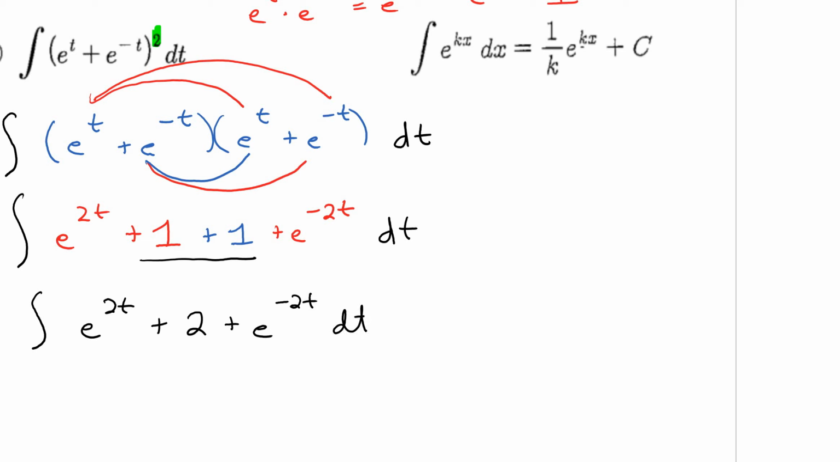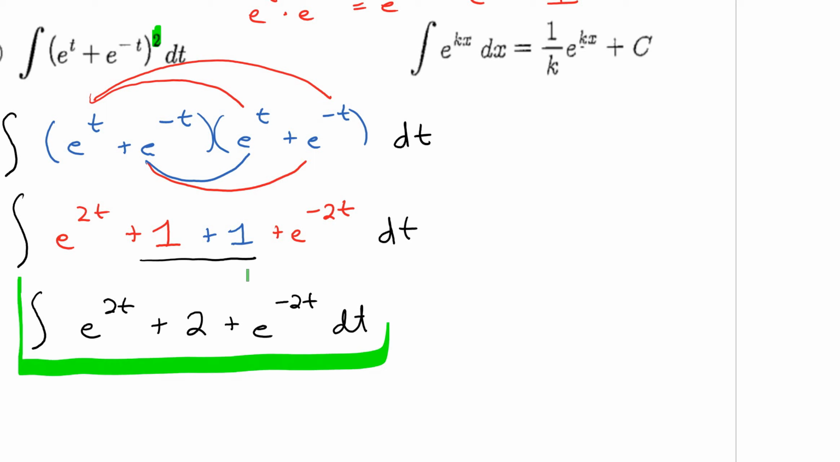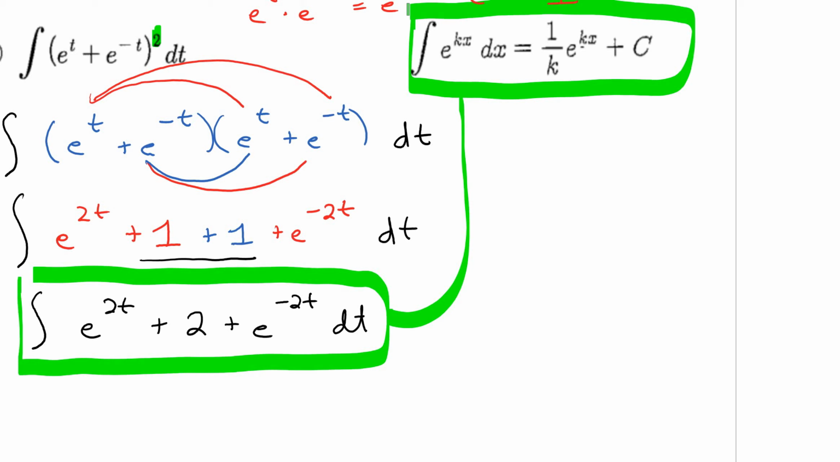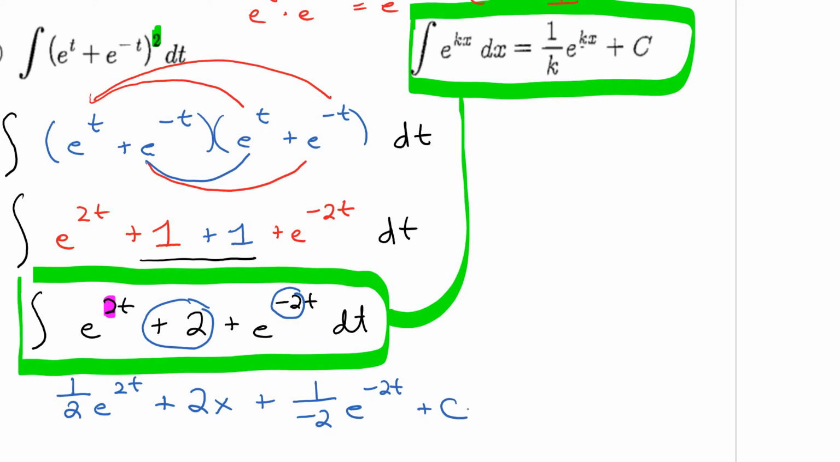Okay, so now I'm in a pretty good situation where if this is my new expression here, I can definitely line it up with one of my formulas there, and I can get to the right answer here. So over here, my k value is 2. So if I want to find the antiderivative, it would be 1 over 2 e to the 2t plus, and then I have a constant. So constants are very easy. You just add a variable to it, so plus 2x. And then my k value here is negative 2, so that's going to be plus 1 over negative 2 e to the negative 2t plus c.